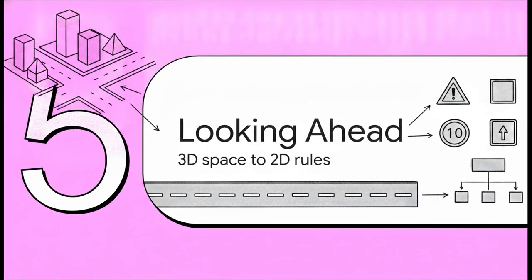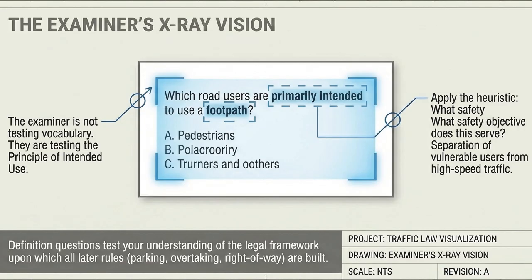Finally, Section 5, looking ahead to rules, taking us from 3D space to 2D instructions. Here's the secret. When you take a driving test, examiners aren't just checking if you memorize vocabulary. They are testing the principle of intended use. When they ask which road users are primarily intended to use a footpath, they want to see if you grasp the safety objective behind it, separating vulnerable folks from fast cars. Those definition questions are testing your grasp of the fundamental legal framework upon which all the later rules, like parking and right-of-way, are actually built.